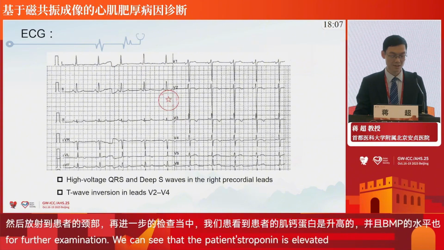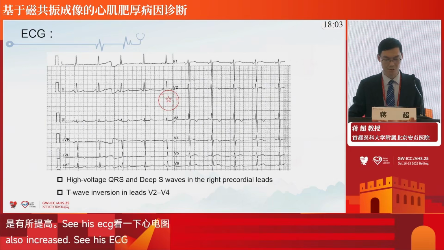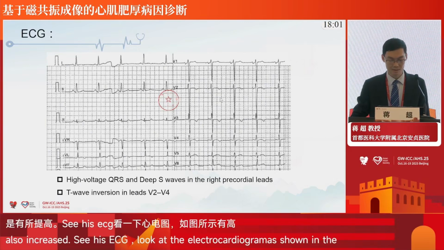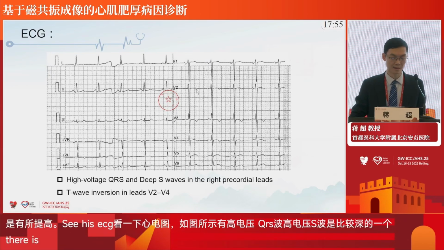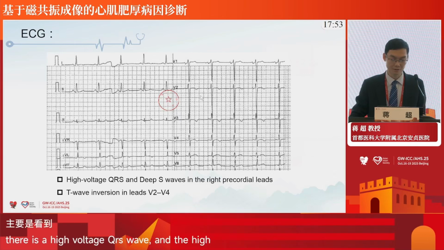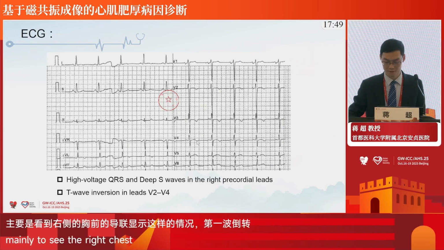Let's see his ECG. We can see the high voltage QRS in the precordial leads, and also the deep S wave in the precordial leads. We can also see here the T wave inversion in leads V2 to V4.